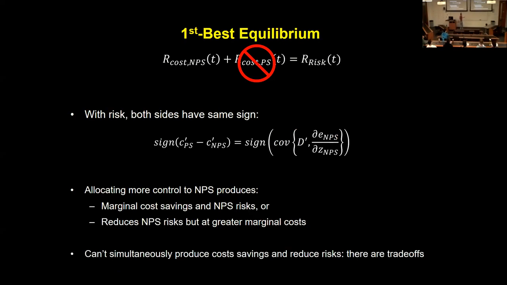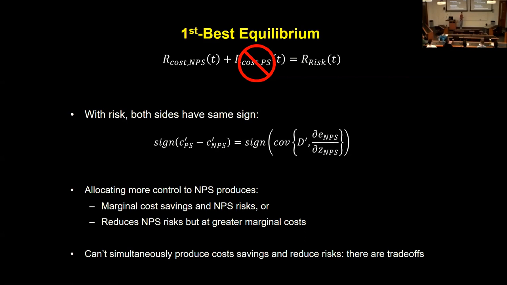And so what we have is the sign of this wedge between marginal abatement costs for point and non-point sources is going to equal the sign of this covariance term, which is the same as the sign of that marginal risk term. So allocating more controls to non-point sources is going to produce marginal cost savings and risks. So we get cost savings when this is positive. We get risk when this is positive. We get marginal cost savings and risk, or we're going to reduce non-point risk, but at greater marginal cost. You can't have both. And in practice, what they've been trying to do is have both.